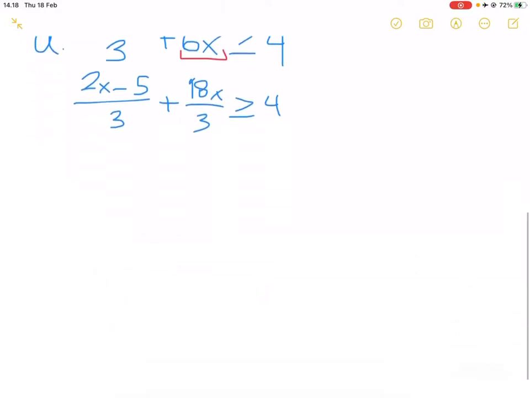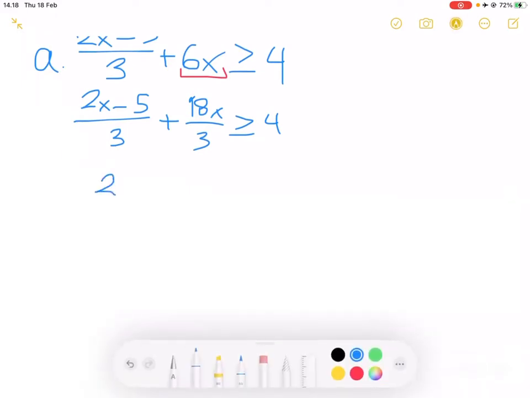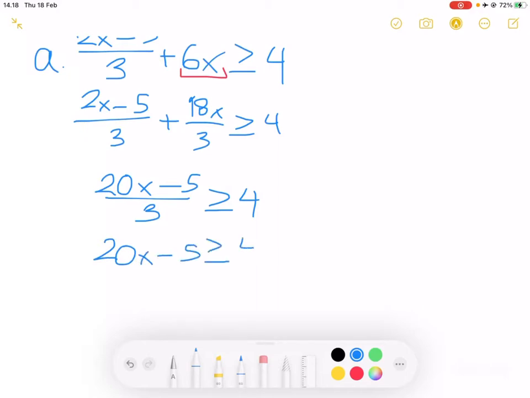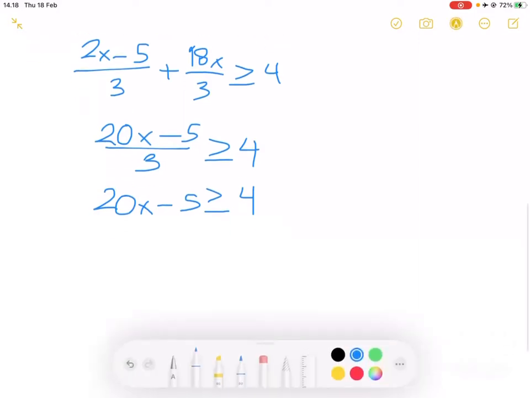Combining those two fractions together, we get 20x minus 5 over 3 is greater than or equal to 4. Multiplying by 3 on both sides, 20x minus 5 is greater than or equal to 12. And after this, you can just add 5 on both sides, so 20x is greater than or equal to 9, and then divide by 20 on both sides. We get that x must be greater than or equal to 9 over 20.